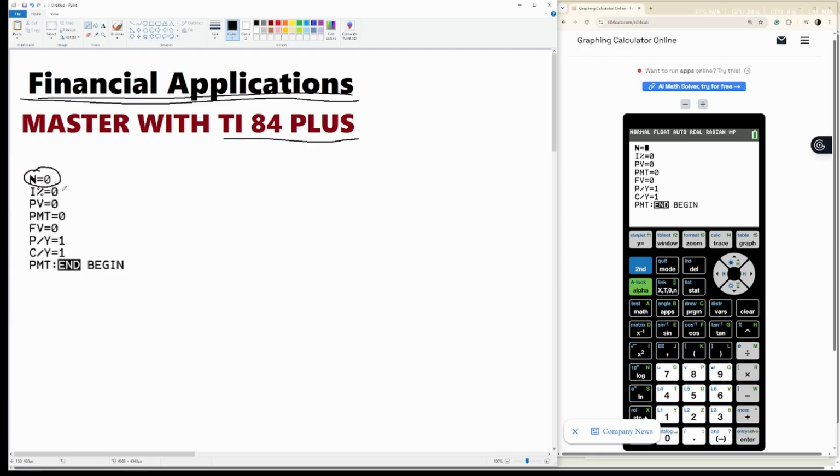Next, I percentage. This is one of the easiest parts. It's just the interest rate, and it's usually given in your papers as well.